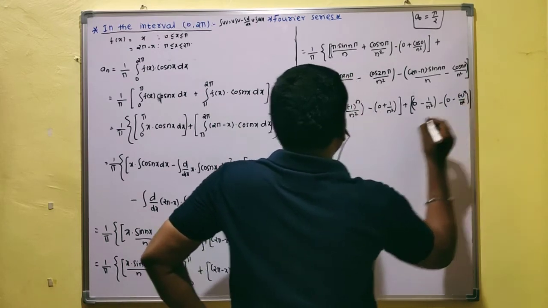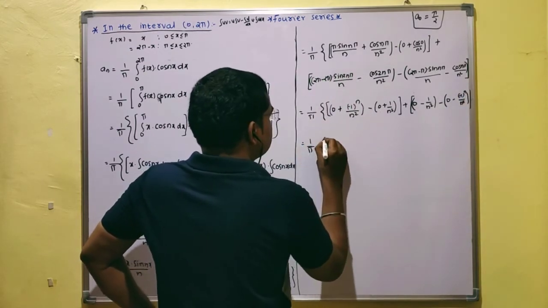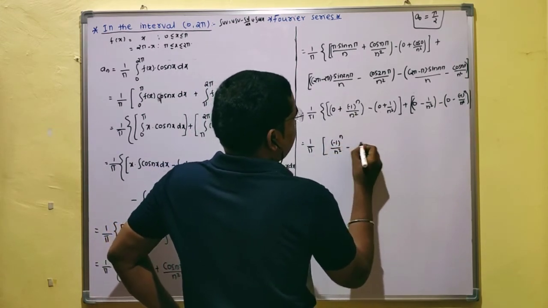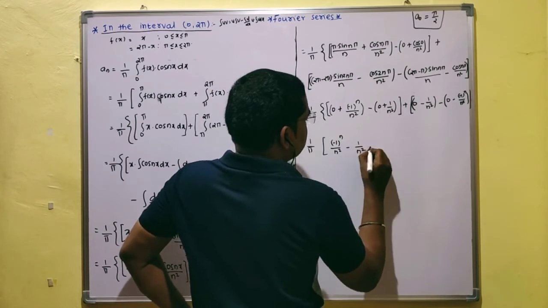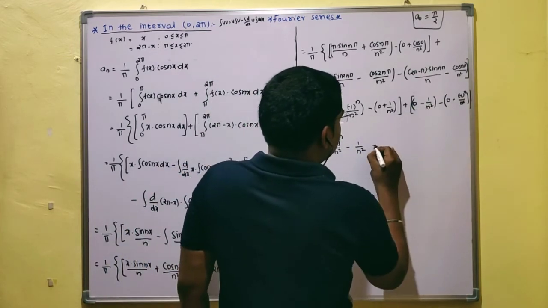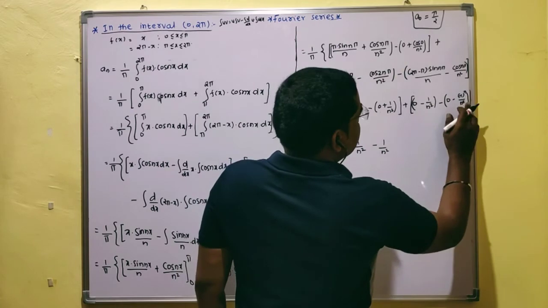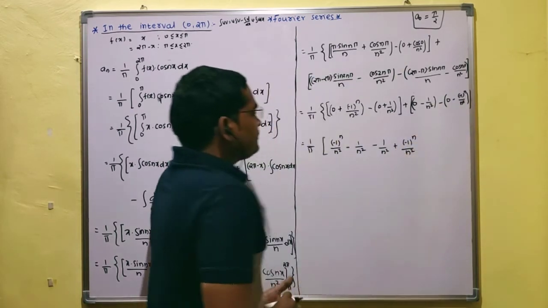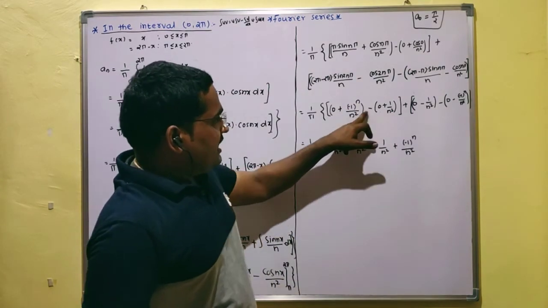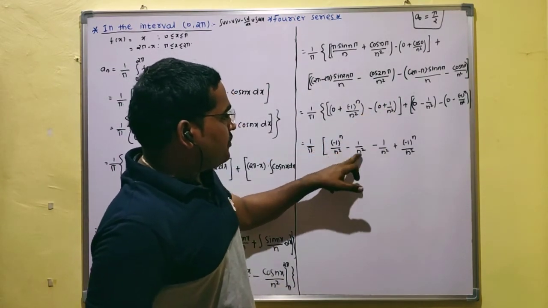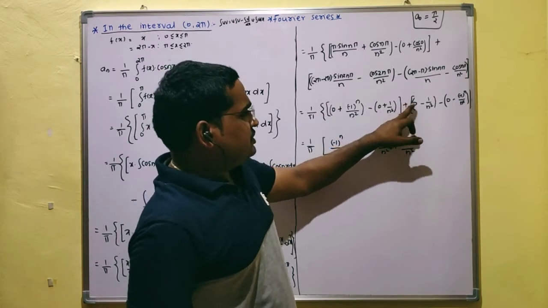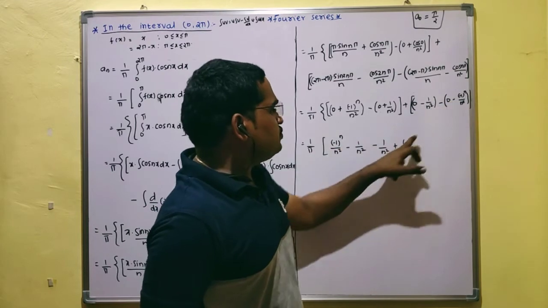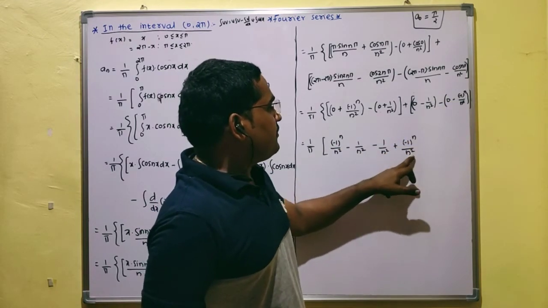Which is equal to 1 upon π as it is in this result. This will become minus 1 to the power n upon n square, minus 1 upon n square. This will become minus 1 upon n square, and this will also become plus minus 1 to the power n upon n square. The letter I have kept as it is; multiplying gives minus 1 upon n square. Here there is a plus sign, 0 minus 1 upon n square is minus 1 upon n square, and minus minus becomes plus minus 1 to the power n upon n square.